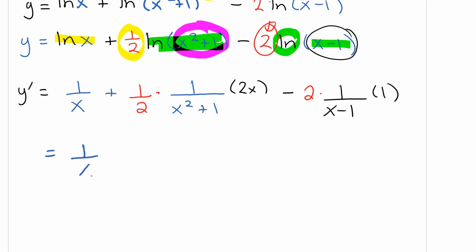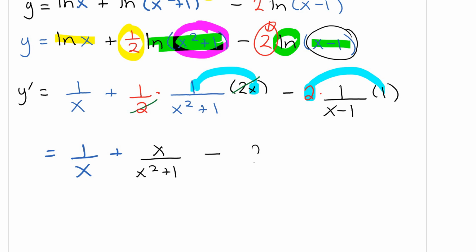So this is 1 over x plus, now this 2 and that 2 can cancel off, and then we just have this x multiplying with the 1, so that would be x over x squared plus 1 minus, and then I have a 2 here, and 2 times 1 is a 2, so this would be 2 over x minus 1. And that is my final answer for that problem.